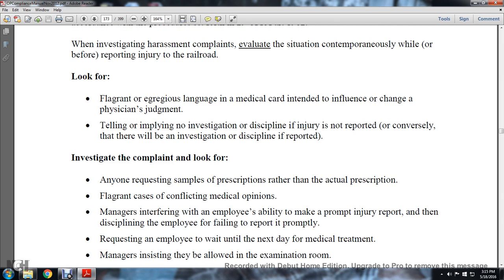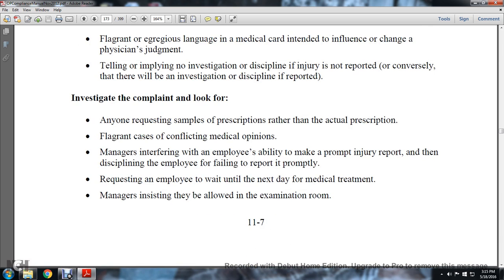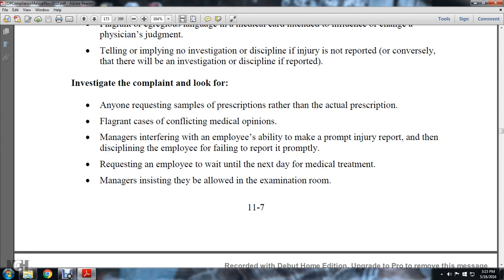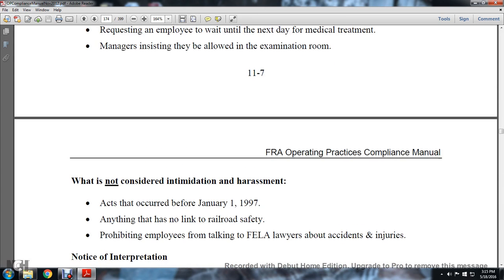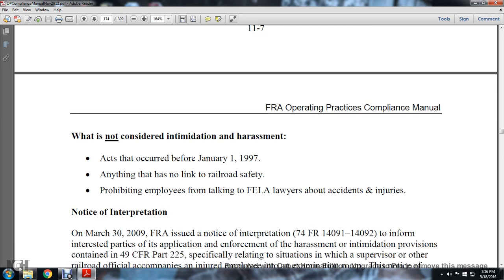Look for flagrant, egregious language in a medical card intended to influence or change the physician's judgment, telling or implying no investigation or discipline if the injury is not reported, or conversely that there will be investigations or discipline if reported. Look for requests for samples of prescriptions rather than the actual prescription, conflicting medical opinions from managers, interfering with the employee's ability to promptly report an injury, then disciplining the employee for failing to report promptly, requesting an employee to wait until the next day for medical treatment, and managers insisting that they be allowed in the examination room.